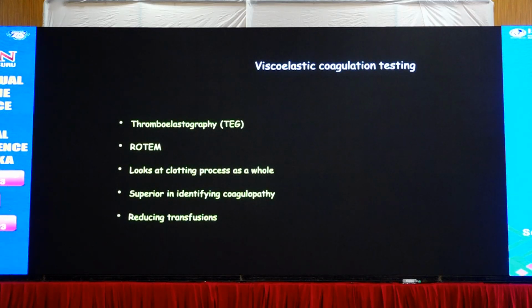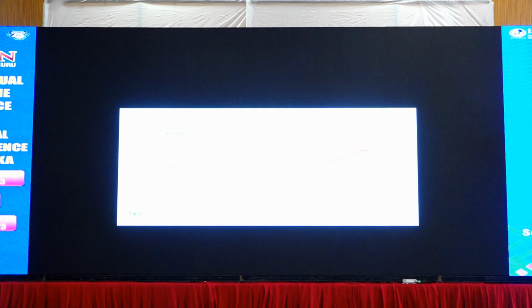So we use, like Sham mentioned earlier, point of care viscoelastic coagulation testing, because unlike the other tests, they look at coagulation, the clotting, as a whole process. Commonly used ones are thromboelastography, the TEG, or the rotational thromboelastometry, the ROTEM. They have been found in many studies to be superior in identifying coagulopathy, and subsequently they reduce the amount of blood products transfused.